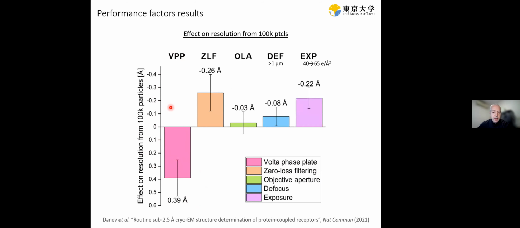So the Volta faceplate reduced the resolution by 0.4 angstrom. Now here, what you see plotted is the resolution from 100,000 particles.